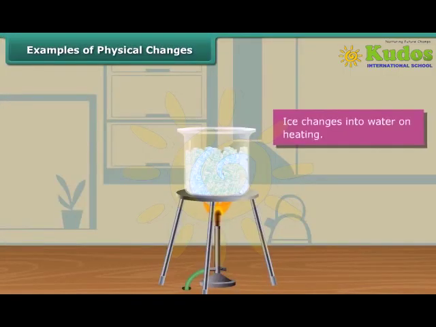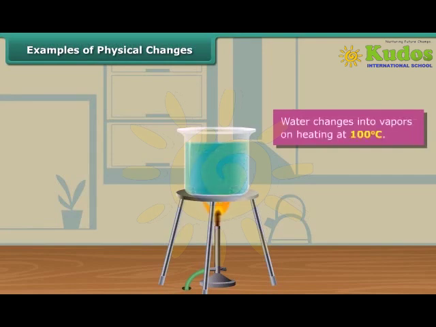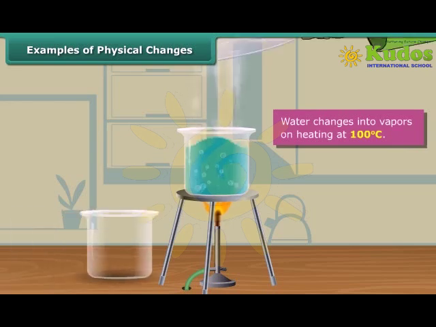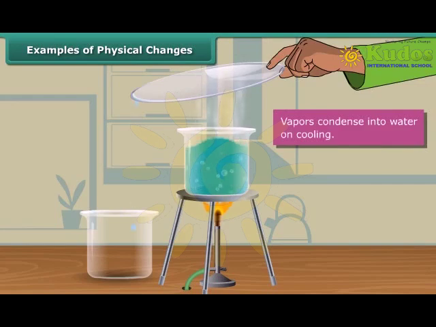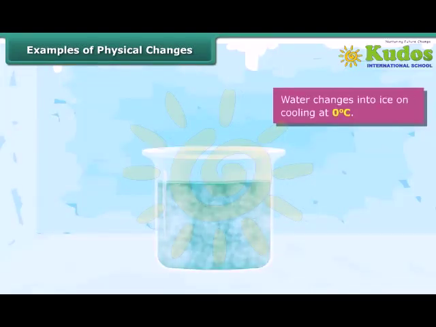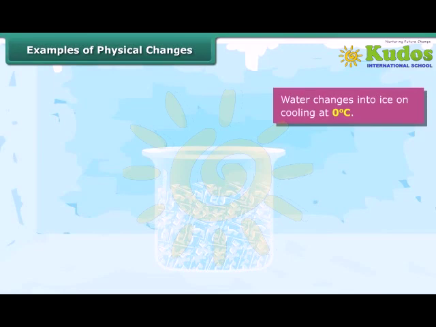Children, on heating, ice changes into water. When this water is heated to 100 degrees Celsius, it changes to vapors. These vapors on cooling change to water. And when this water is cooled to 0 degrees Celsius, it converts to ice. So, in the whole process, only the state of water changes, and the chemical composition of water remains the same.